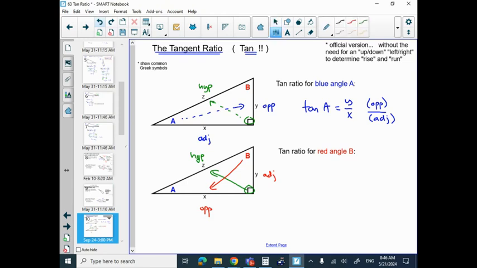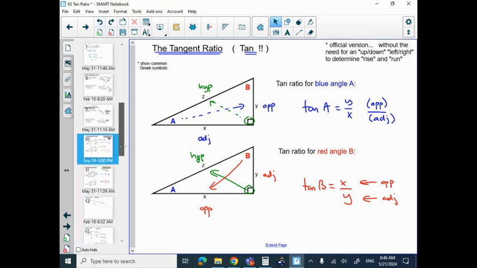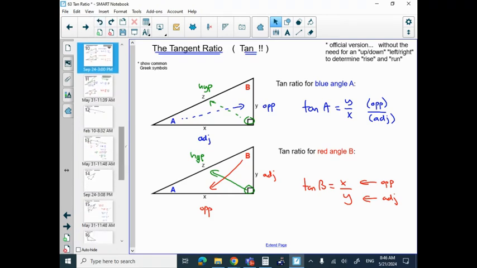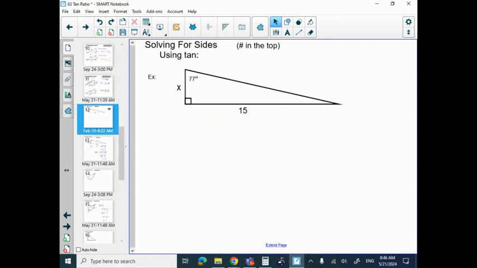So the red here, we'd say, okay, tan of B equals the opposite side, so that's the x, and that's over the adjacent, which is the y. And again, I'll just make it obvious here that that's the opposite side and that's the adjacent side. So that's the tan ratio. And we're going to put this all together to do all three of the ratios. There's two more, but we'll save that for when we group it all together.